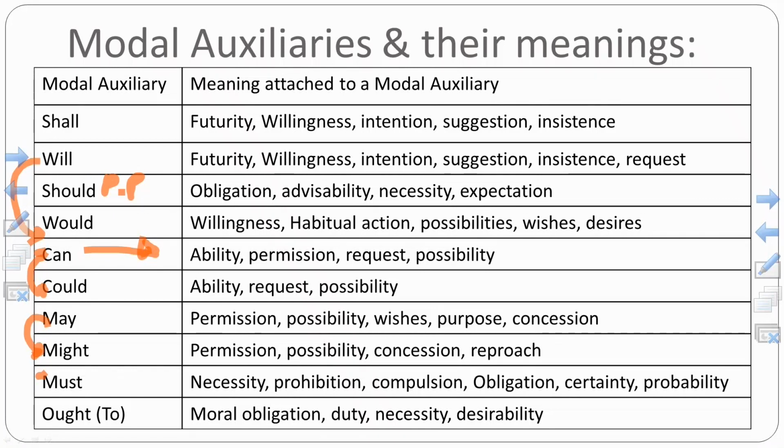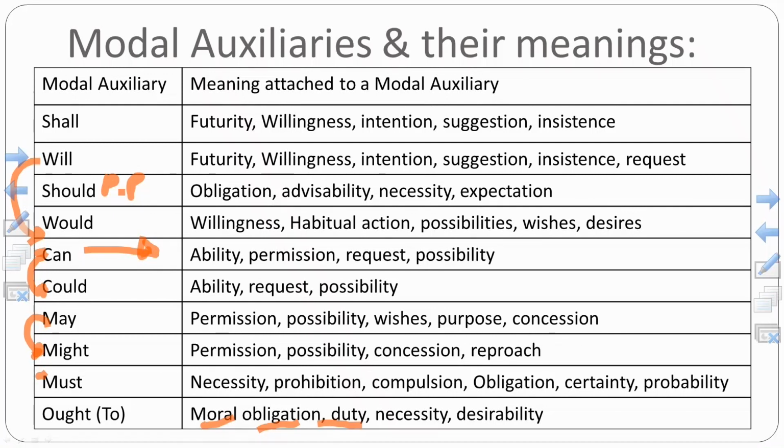Certainty means we must follow the rules. So that is necessity, compulsion. Where there is any situation in which necessity is required, then must will be used. Now, ought to: moral obligation, duty, necessity, desirability. We ought to follow the traffic rules. So it is our moral duty, right?